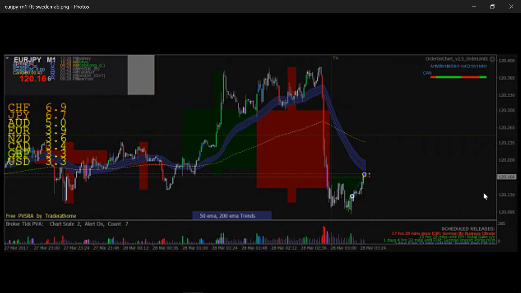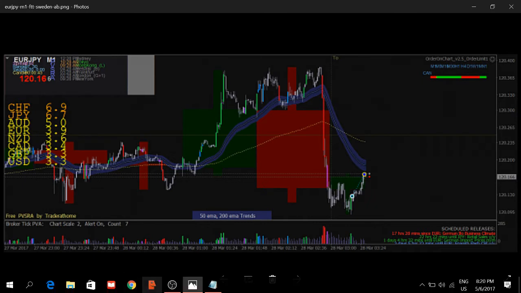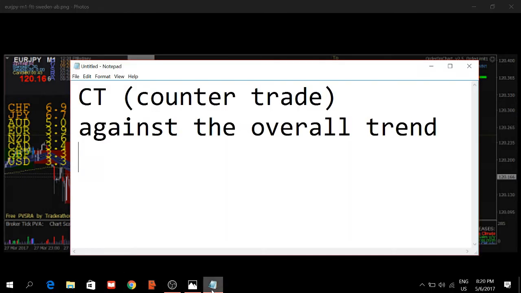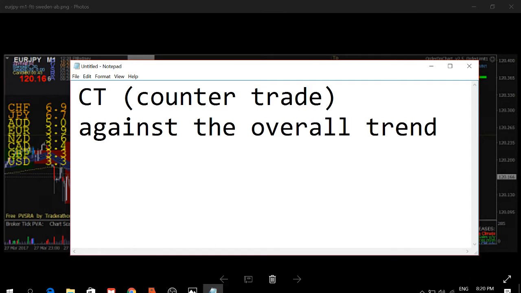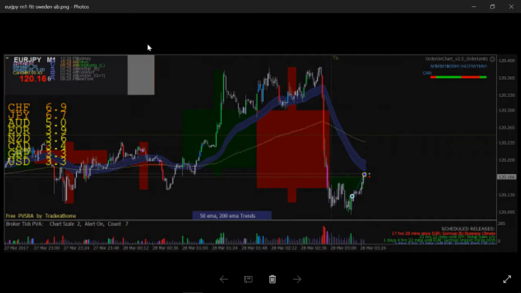So counter trade. What is a CT trade? First of all, let's look at my notepad. CT stands for counter trade. Basically, we're going to trade against the overall trend. How do I identify the overall trend?